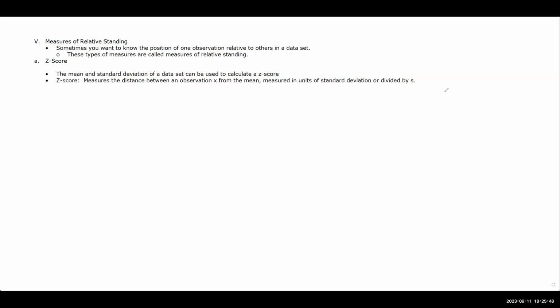Sometimes you want to know the position of one observation relative to others in the data set. One measure is called the z-score, and it uses the mean and the standard deviation of the data set for this measure of relative standing. And it basically shows you how far some observation is away from the mean, or how far it is from the mean using standard deviation as the units.